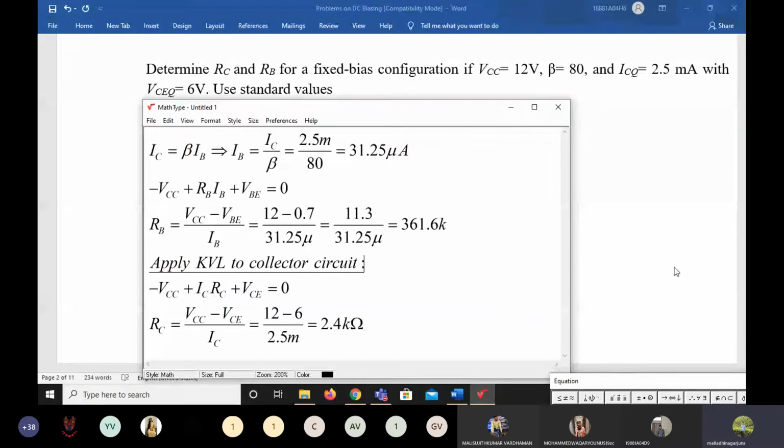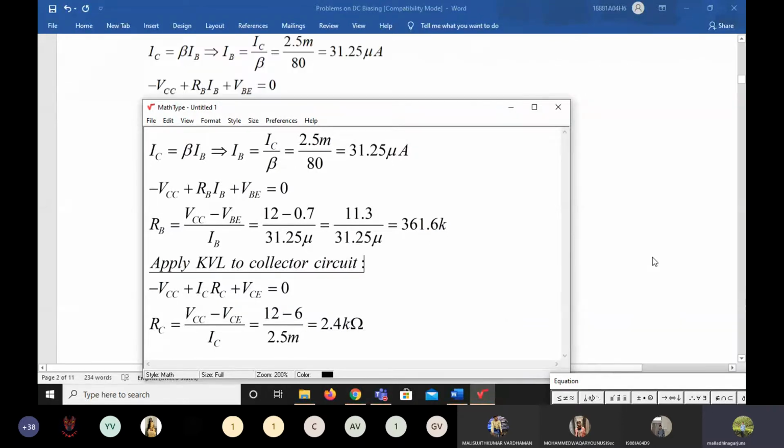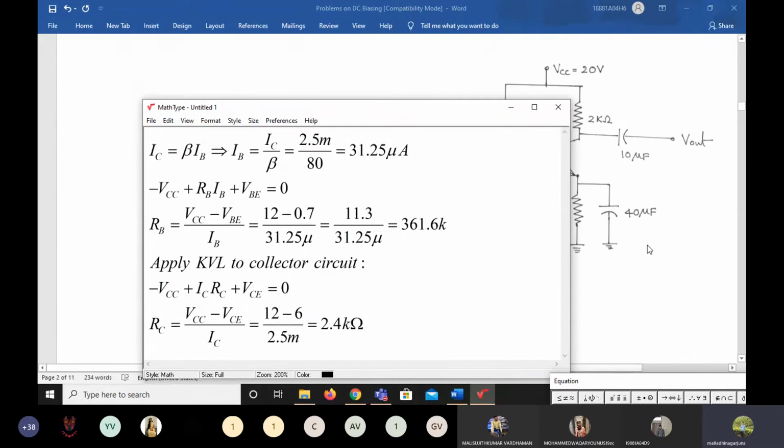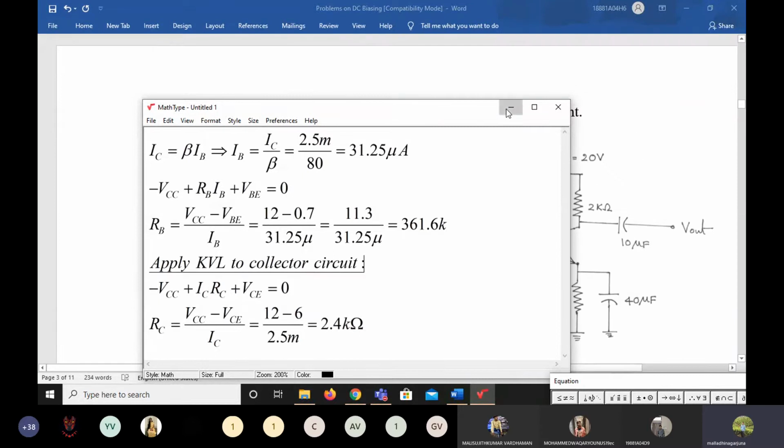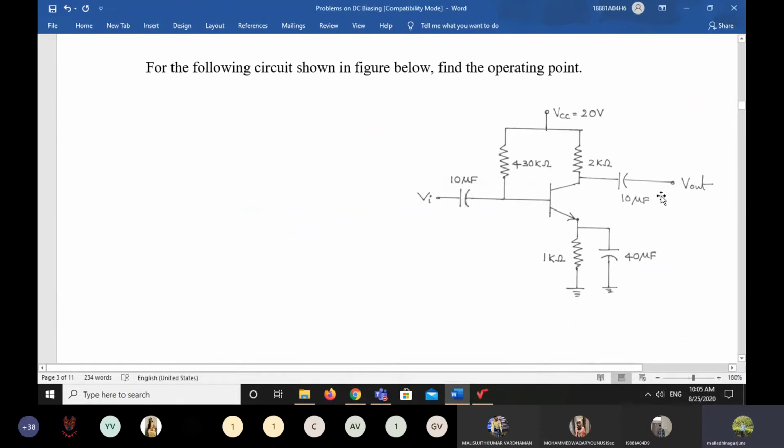Okay, so the next problem is: for the following circuit shown in the figure below, find the operating point. See, this is also the fixed bias method only, but here we have one more extra element, like an emitter resistor.